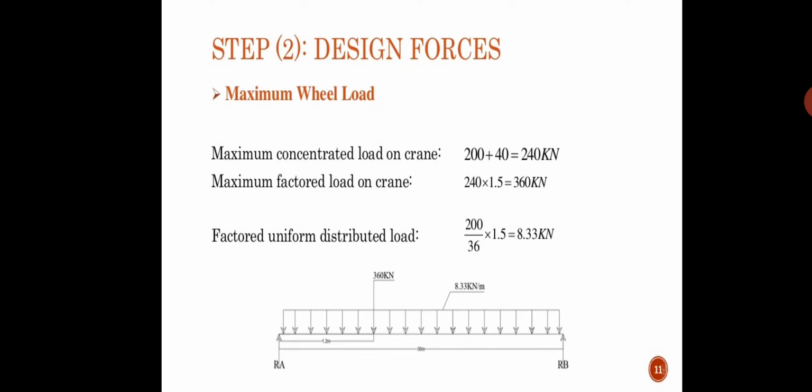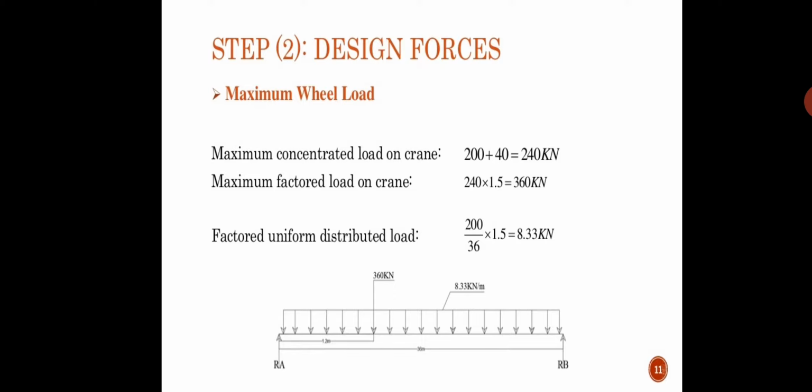Now next, step number 2, maximum wheel load. The maximum concentrated load on crane 200, it means trolley load plus hook load 40 kilonewton, so the overall load on crane is equal to 240 kilonewton. Converted into the factored load, it should be 360 kilonewton. Now the factored uniformly distributed load: 200 divided by 36, that is our span of crane girder, multiplied by 1.5. So we finally get a UDL of 8.33 kilonewton.